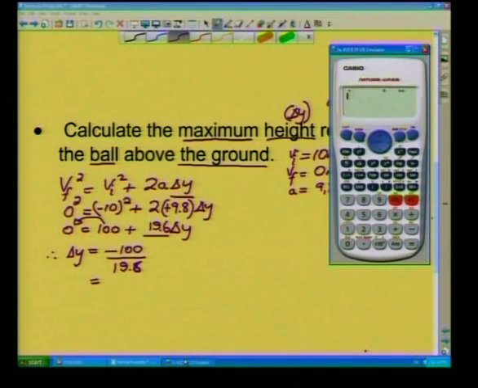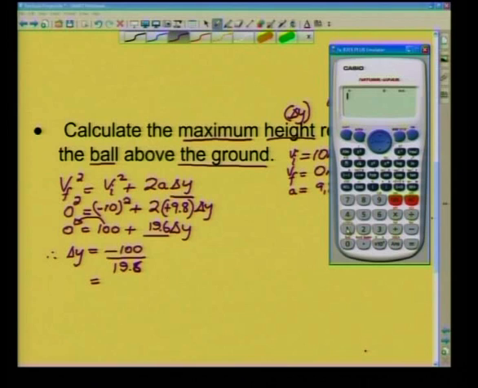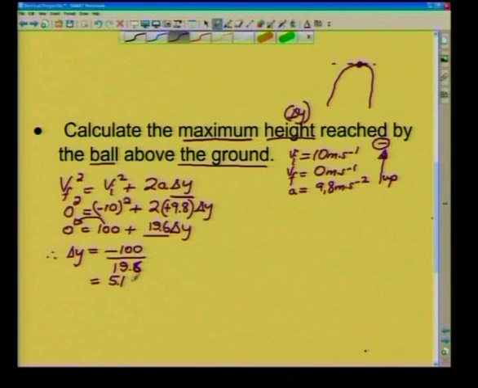Let's work it out here. This is now 100 divided by 19.6, and the answer is 5.10, so 5.1 meters. Now, this is the height that the ball reached from the point where it was thrown.